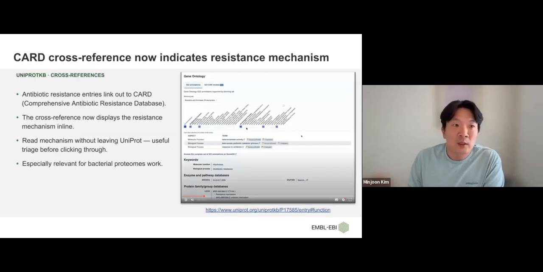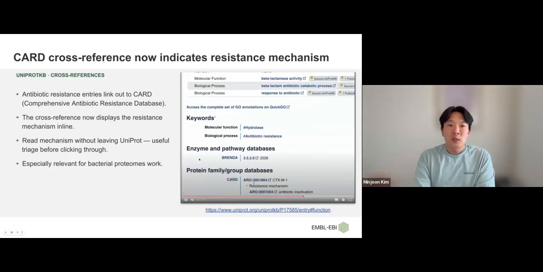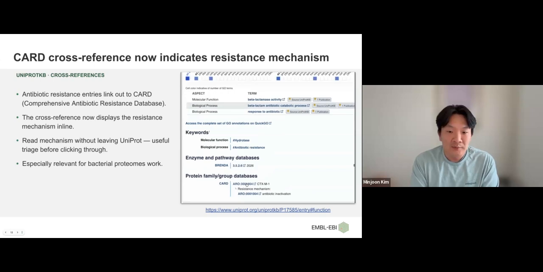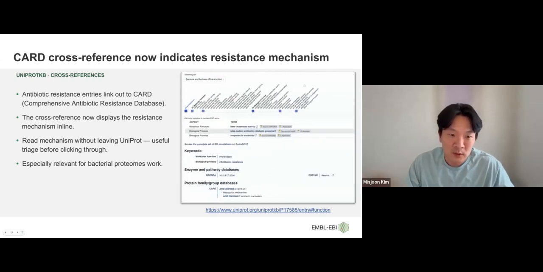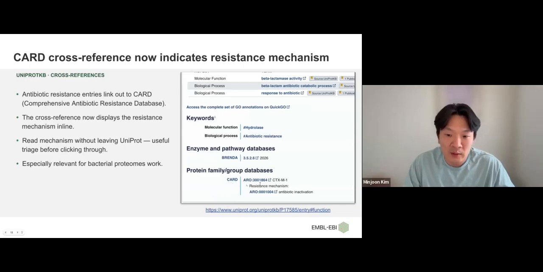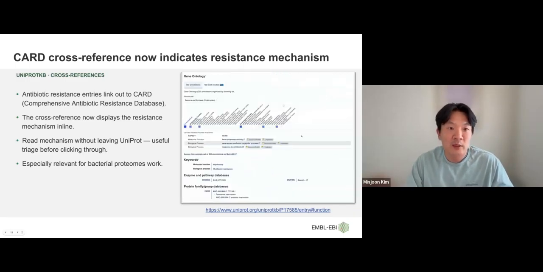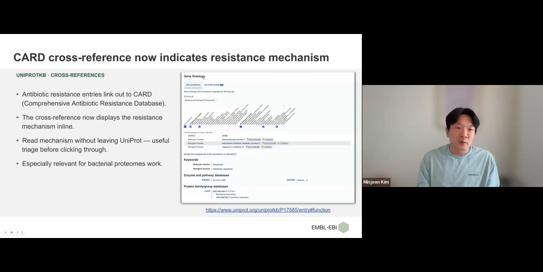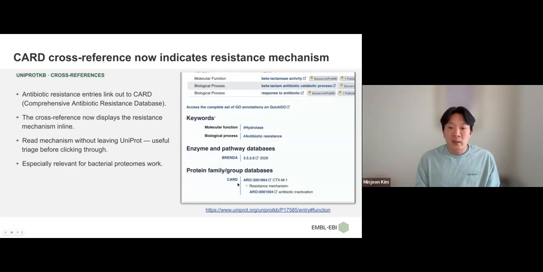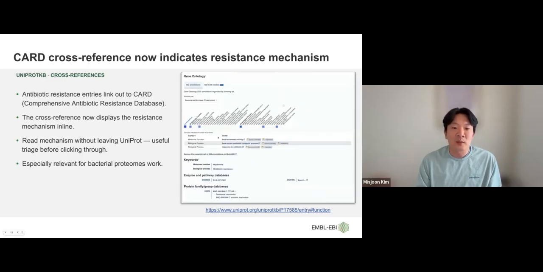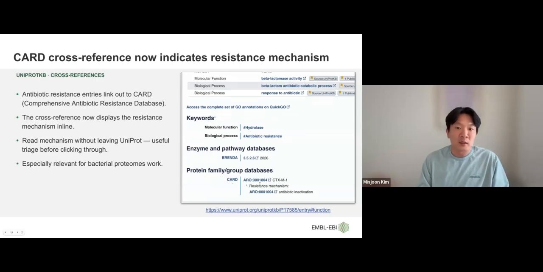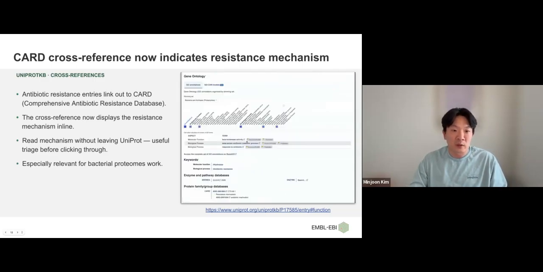Next would be the CARD cross-reference showing the resistance mechanism. For bacterial proteomes, we have a CARD cross-reference that already exists, and CARD stands for Comprehensive Antibiotic Resistance Database. Before, we only had the cross-reference, and now we've added the resistance mechanism and the link to the actual type of resistance mechanism that a particular protein might have.